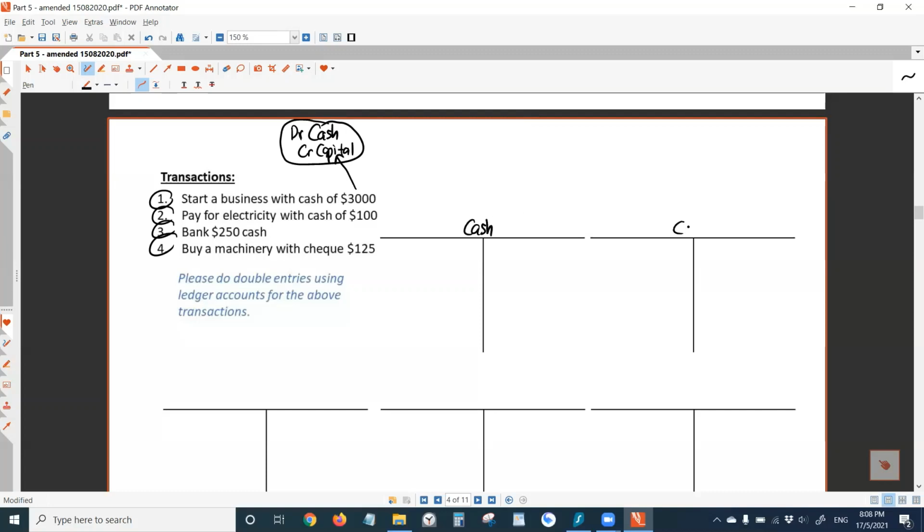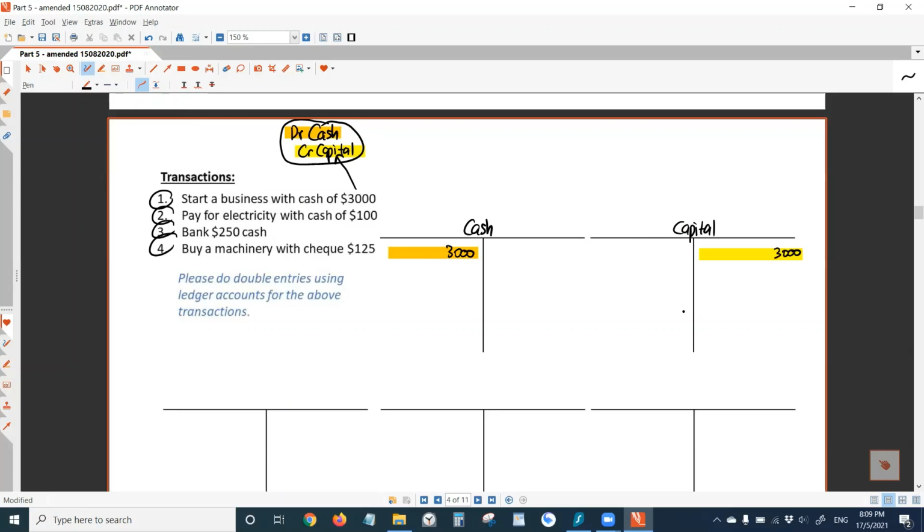Create 2 T accounts, one cash account, one capital account, and write numbers first. Focus on writing numbers first. Debit cash account means go to the cash account, debit side, write the number there, $3,000. Credit capital account means go to the capital account, credit side, write the number there first. Follow this sequence, I can guarantee you, you will not make any mistake.